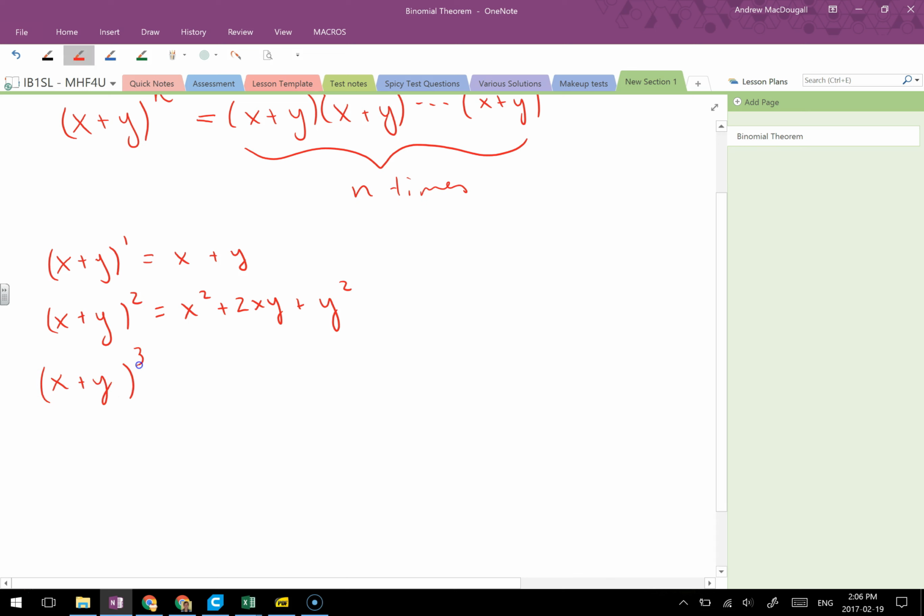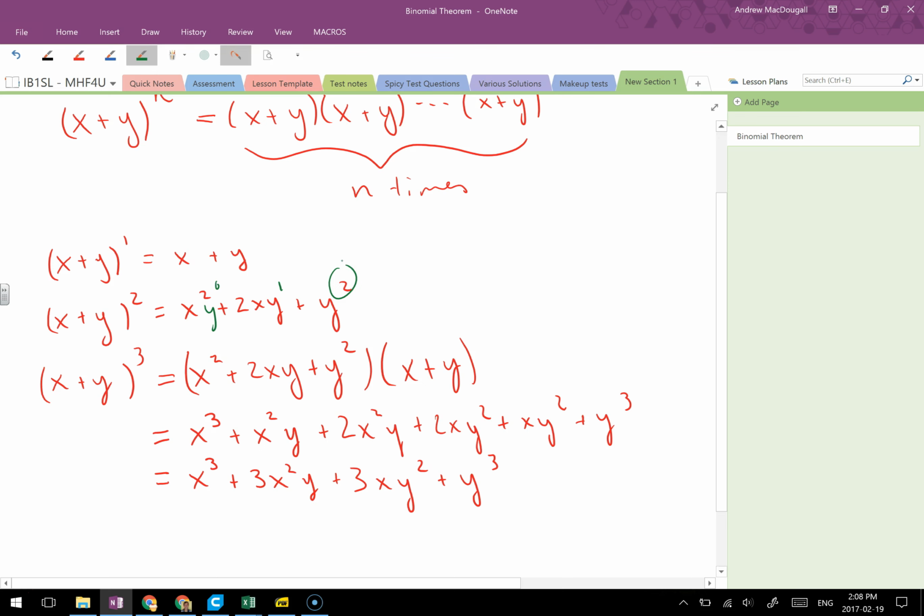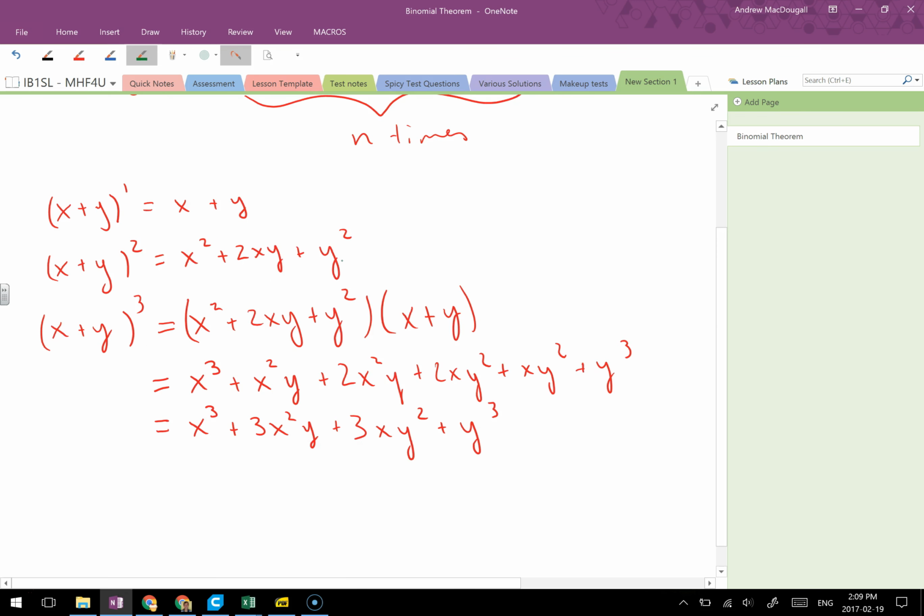For instance, in each of these, we notice the powers start at the power of our expansion on the x term and count down. So we have 2, we have 1, and this is really x to the power 0. Whereas the y's start at the power 0 and count up all the way to the power of our expansion. Okay, so let's look at the coefficients now.